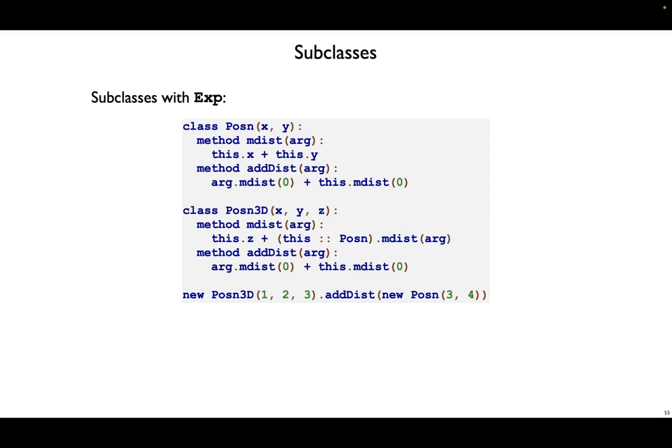Our Posin3D is one example of a subclass. This is how we've been writing subclasses so far. Posin3D needs to declare all of its fields, even the XY fields that come from the parent, and it needs to declare all of its methods. So it's got mdist and addist, even though the implementation of addist is exactly the same as the implementation that we had for Posin. Let's change that now and have real implementation inheritance.